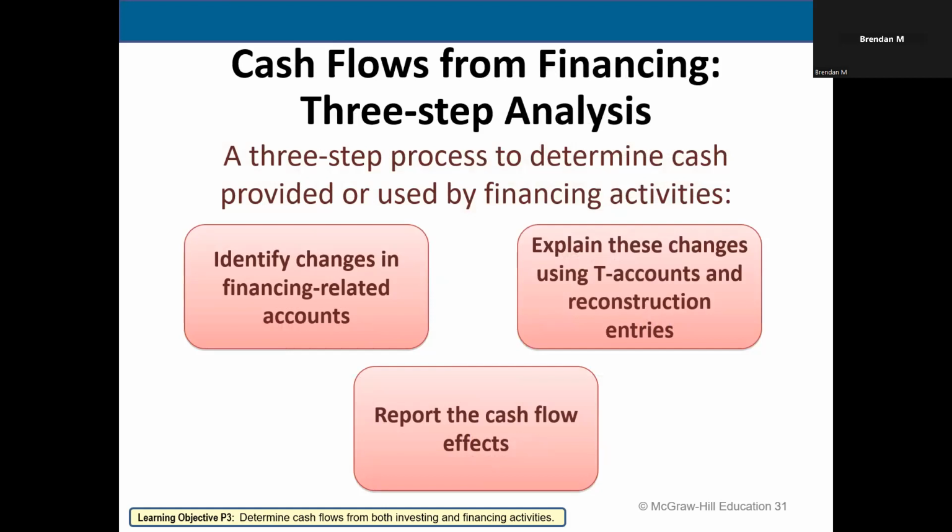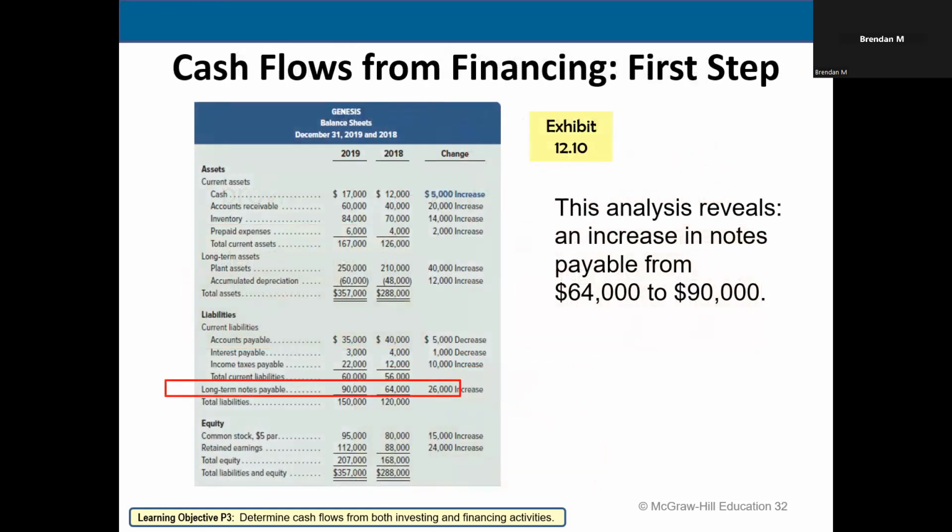We go to the financing related accounts. What are those? Well, I guess notes payable would be one. Treasury stock might be one. Bonds payable. And again, they're suggesting to use T accounts and reconstruct the entries because you need the detail and report the cash flow effects. Cash flow from financing. Well, let's see what we have here. The only one that I see, and they're highlighting it in red, long-term notes payable.